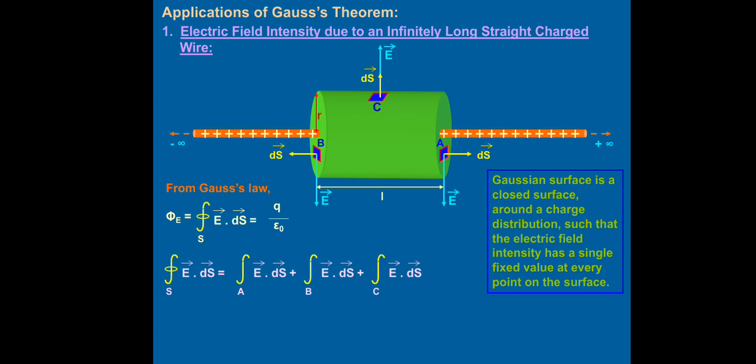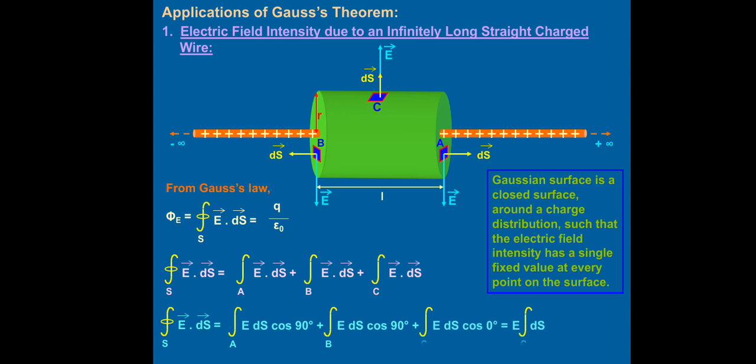For surface A, ds and E are at 90 degrees, for B also ds and E are at 90 degrees, but for the curved surface, ds and E are along the same direction. So for these two surfaces A and B the integral will be 0 because of cos 90. We can write it like this: for A, E ds cos 90, for B, E ds cos 90, for C, E ds cos 0. After integrating, the terms for A and B are 0, while the third term gives you E integral ds. Then we can write this.